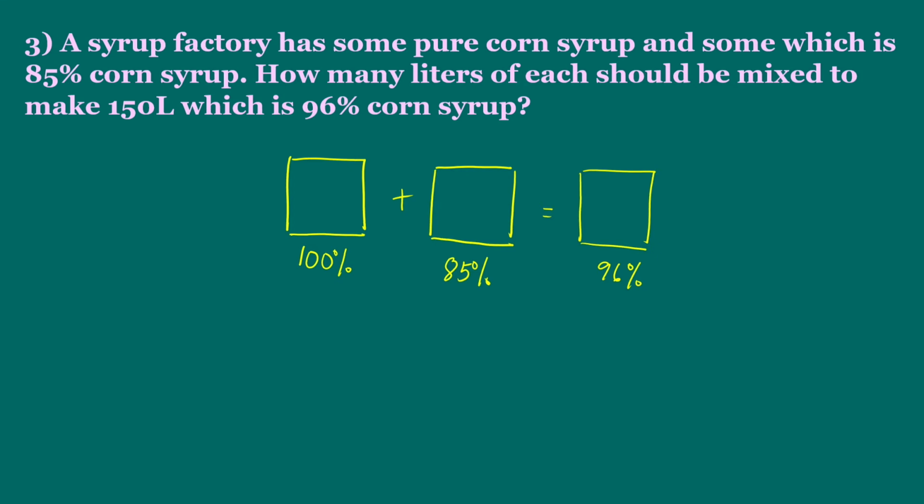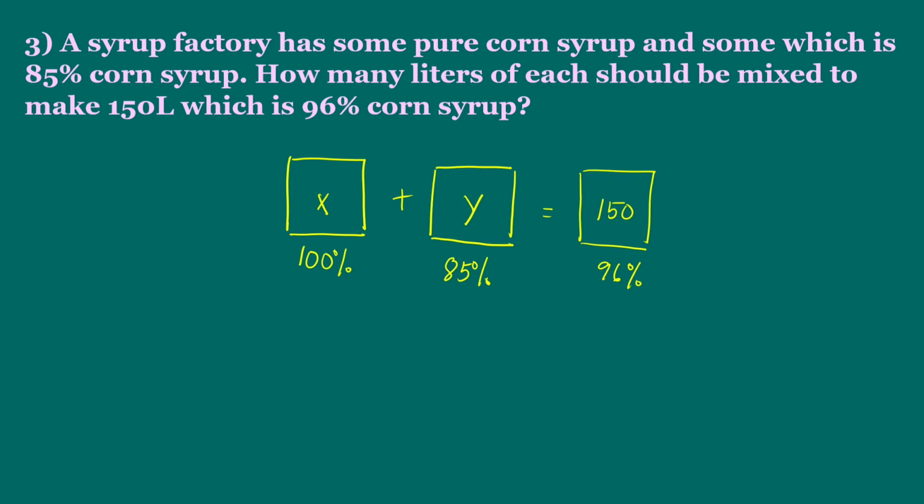Now, we also have here 150 liters of the final product. What we do not know are the two volumes of what will be mixed together. 100% and 85%. So, that is the scenario of the problem in our representation or diagram. Okay? So, it's always better to have a representation, a diagram, so that we can summarize what is being given to us in the problem.